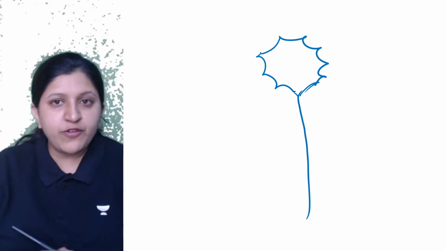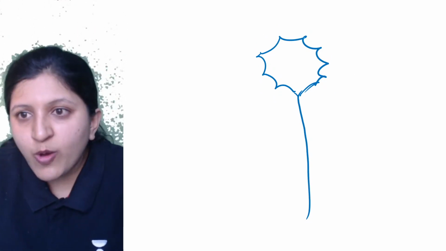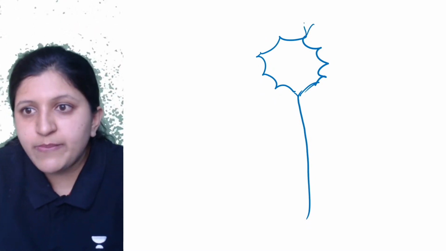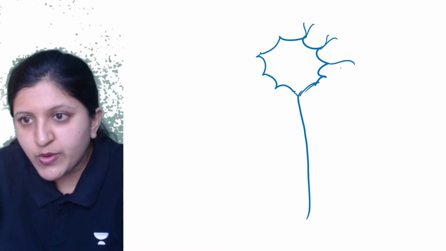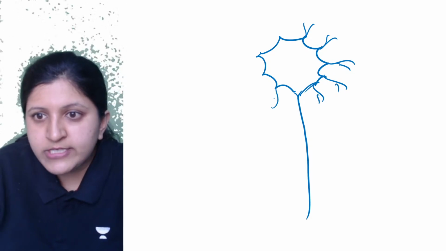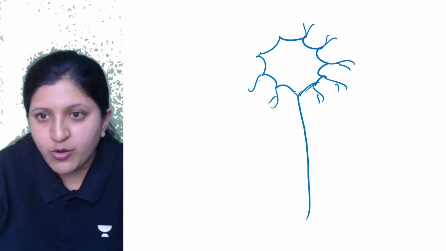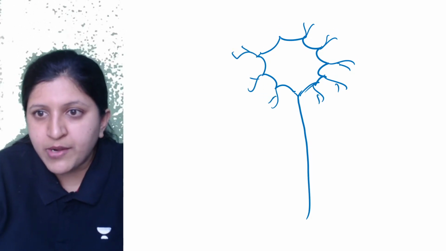So one long process you need to show. This would be the long process of the neuron, and all these are short processes which will be ending up with the dendrites. So you can just show the dendrites as such. Now these are all the dendrites associated with the dendron. So this is now a dendrite.